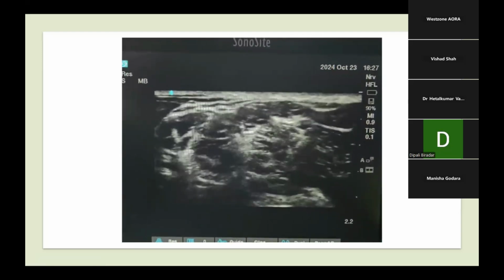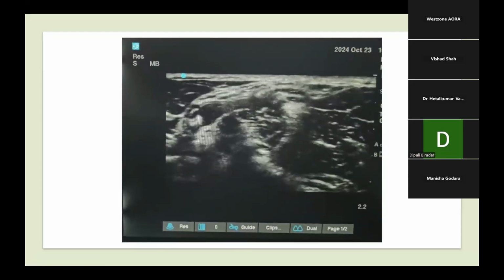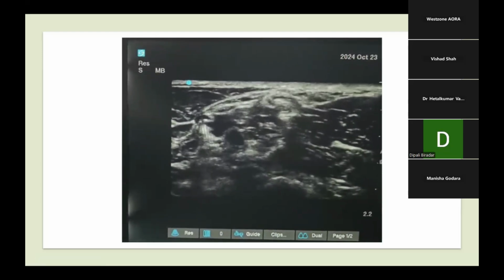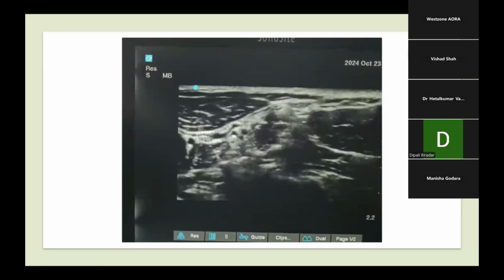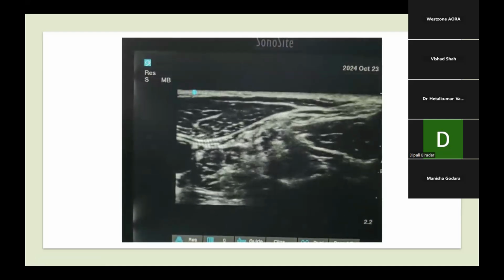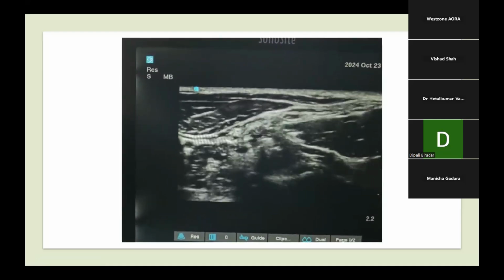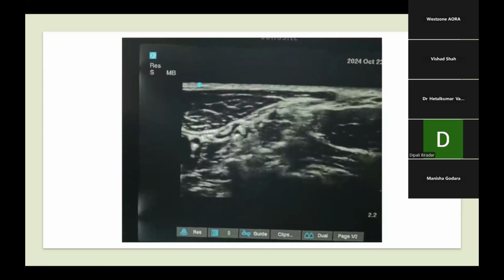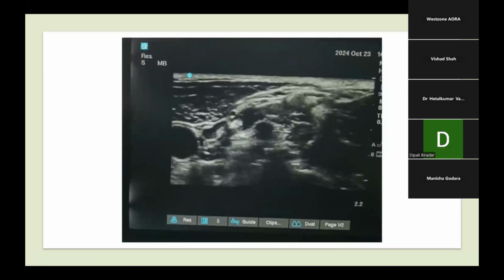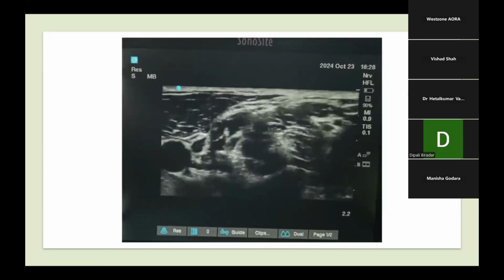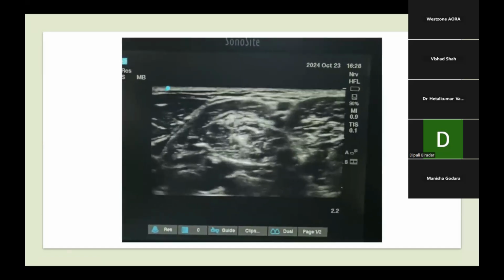So now we can see the posterior. This is the C7 with the prominent posterior tubercle. And now we are able to see the C6 transverse process. This is the C5 transverse process. The C5 root is now emerging out of the transverse process. Now the C6 is coming outside. This is the C7 that is coming outside here. You can see the vertebral artery that is medial to it.